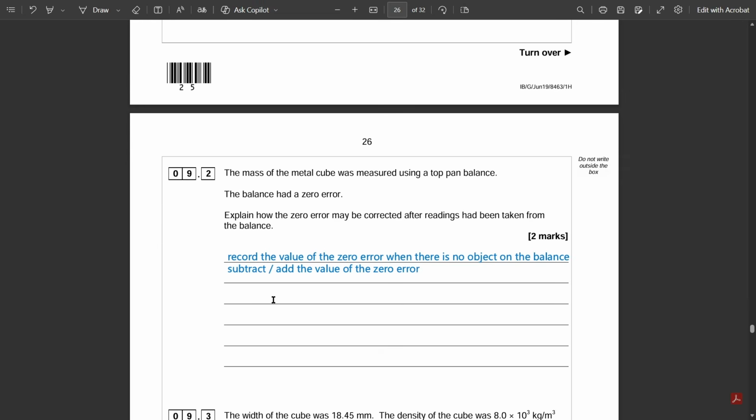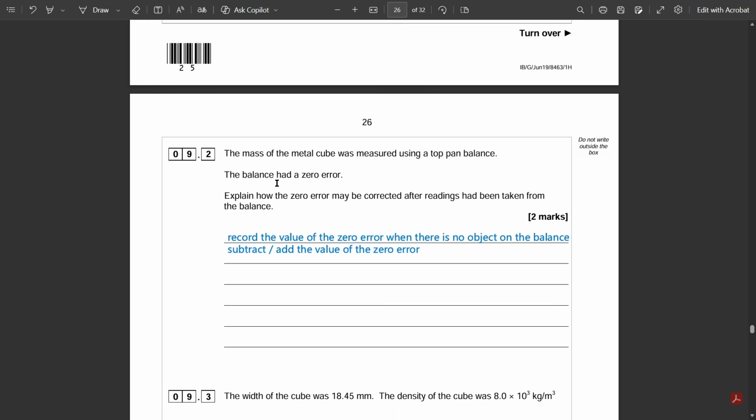And then 9.2, the mass of the metal cube was measured using a top pan balance. The balance had a zero error. Explain how the zero error may be corrected after readings had been taken from the balance. Well, we record the value of the zero error when there is no object on the balance, and then you just subtract or add the value of the zero error. So for example, if there's nothing on there and it says the weight is minus a gram, you just add a gram to all your results. And if it says the weight is a gram when there's nothing on there, you minus a gram from all your results.